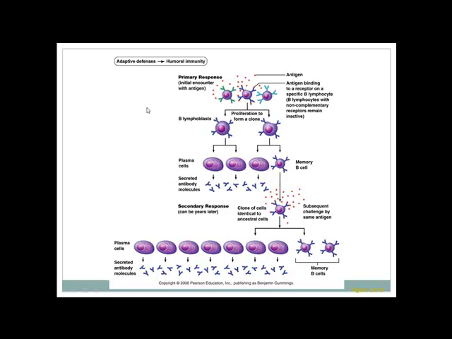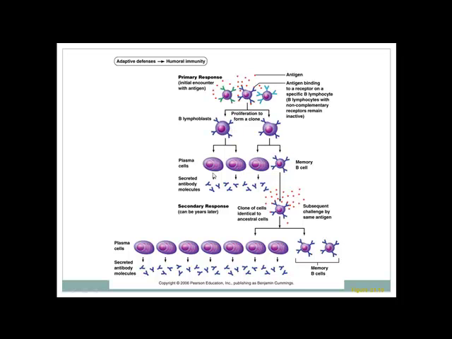Alright, so here's our primary response. We're looking at B cells here. I have naive B cells floating around. A foreign antigen or a pathogen enters my body. That pathogen encounters a B cell that has antibodies that interact with it. That activates my B cell, and it clones itself. Once it clones itself, it can continue cloning, or it can differentiate into a plasma cell or a memory B cell.